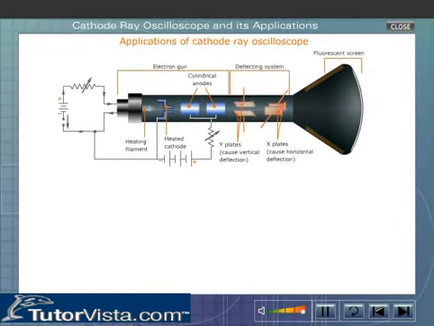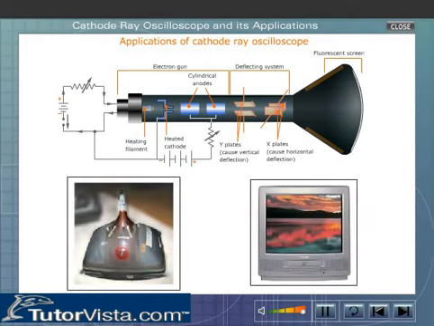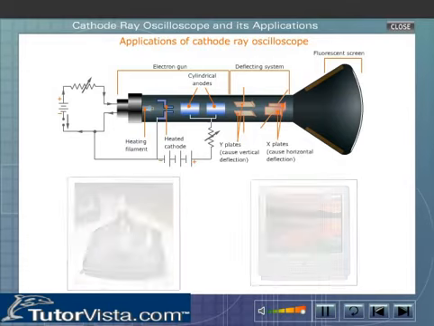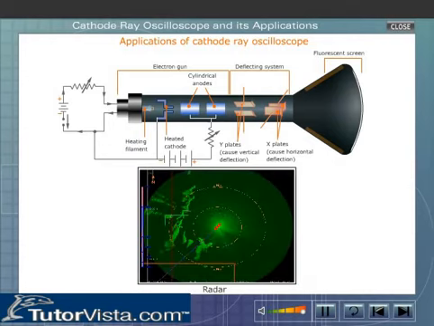Applications of cathode ray oscilloscope. Cathode ray oscilloscopes are used in transmission as well as in receiving unit of the television system, to convert electrical impulses corresponding to heartbeats into visual signals, and in a radar system to detect enemy aircraft.